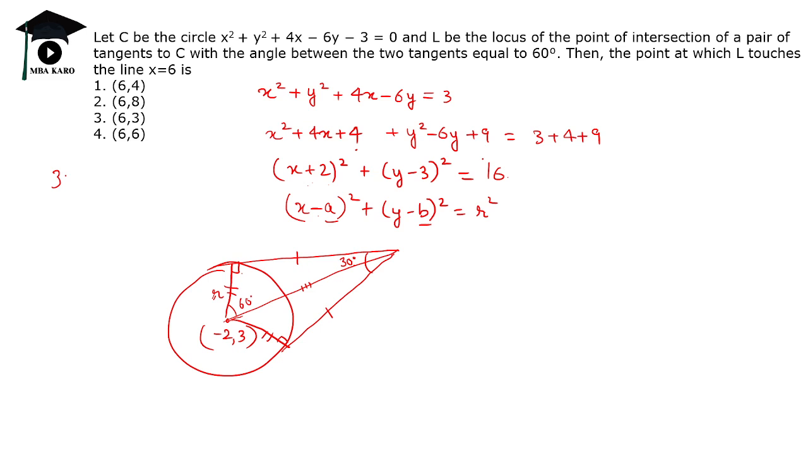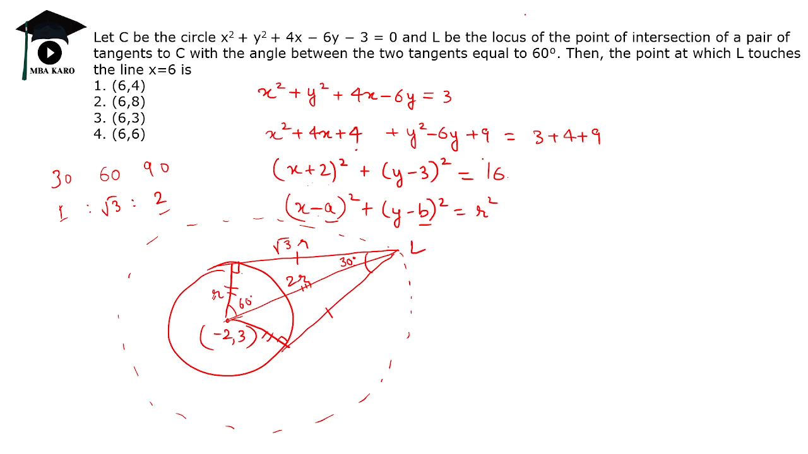In a 30-60-90 triangle, the sides are in the ratio 1 : root 3 : 2, where 1 is the side opposite to 30 degrees. So if this is r, the hypotenuse is going to be 2r, and this is root 3 r. Now basically it is saying that this is the locus, that means there will be a complete circle which will denote the point L. So L is basically this circle.